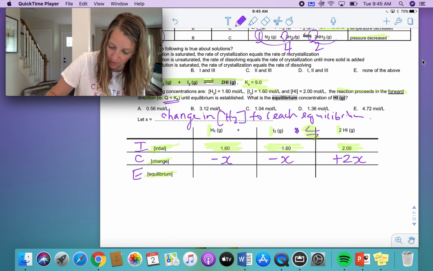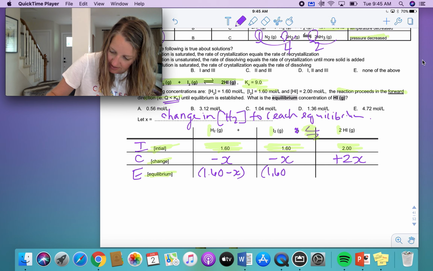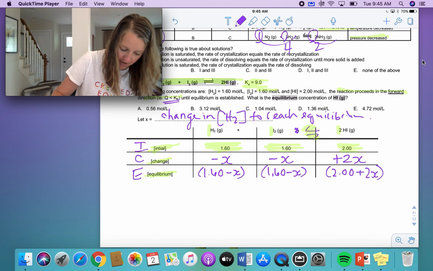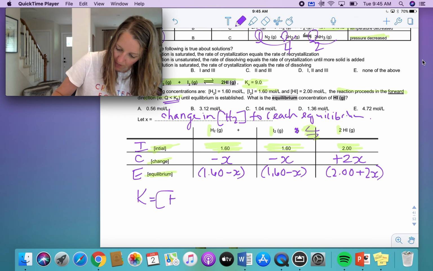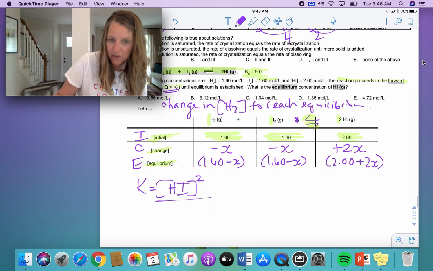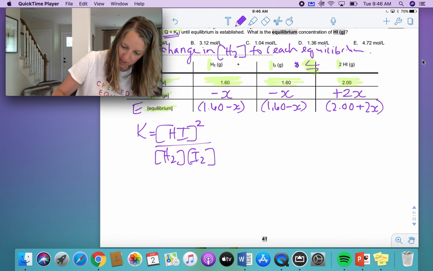those concentrations. So here we go. At equilibrium, it will be 1.60 take away X, 1.60 take away X, 2.00 plus 2X, okay? My K expression. So my hydrogen iodide gas is my products. I square it because there's a coefficient of 2. The coefficient becomes the exponent all over the concentration of my H2 gas and my I2 gas.